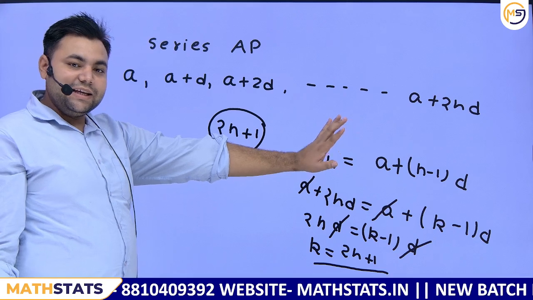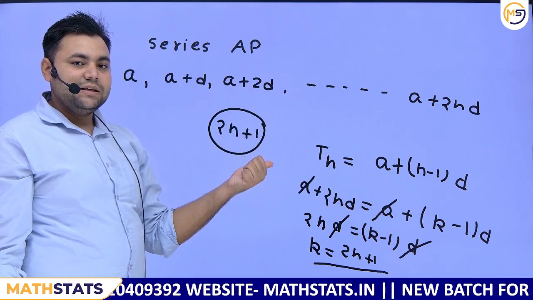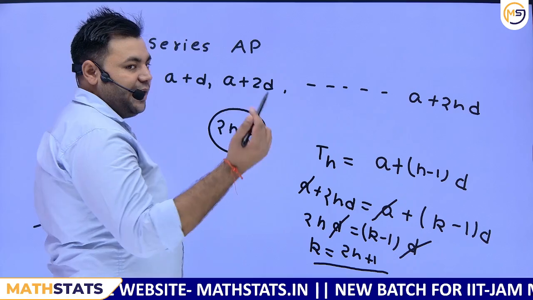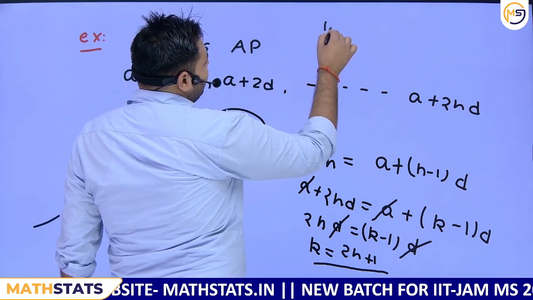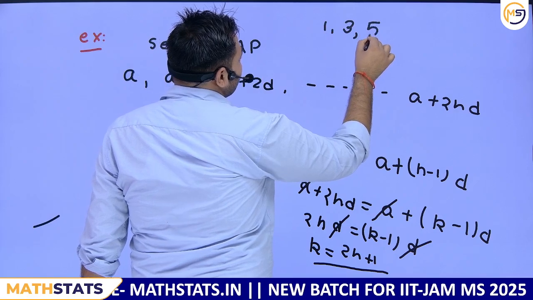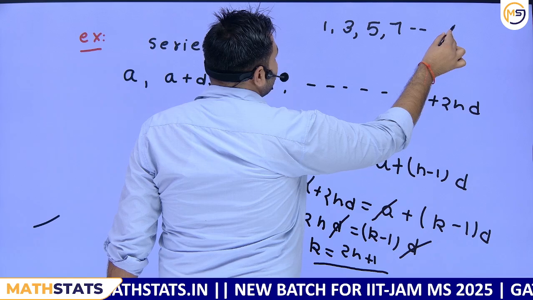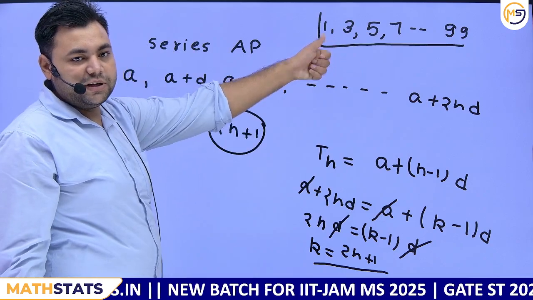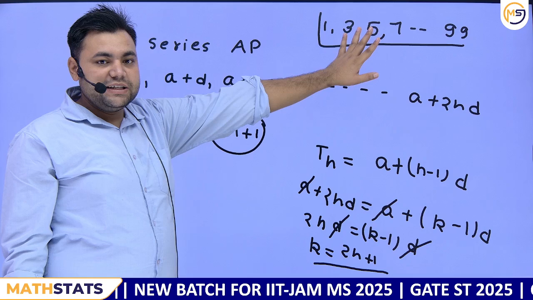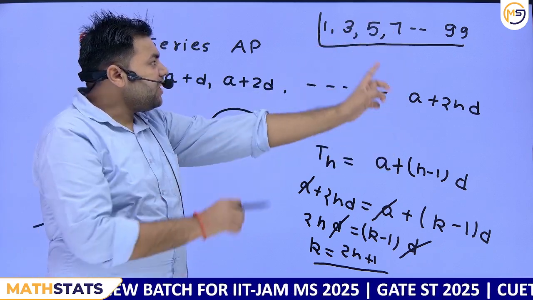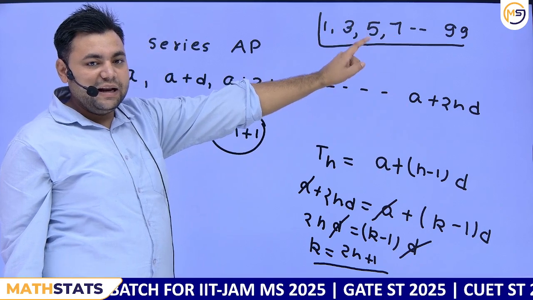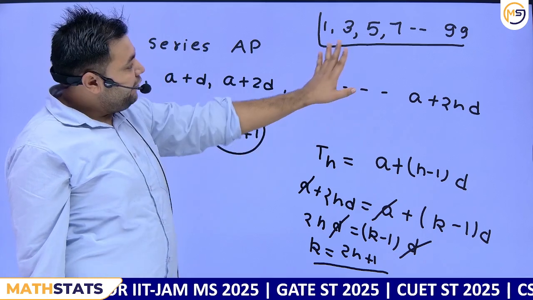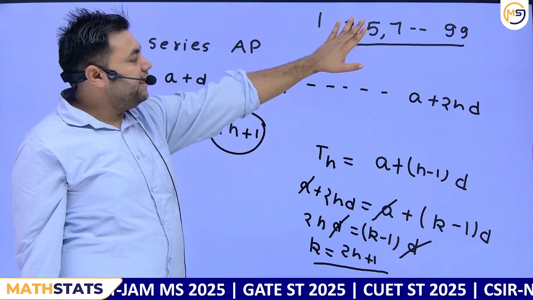One question was asked in GATE on the basis of this. Actually, in the GATE exam, a question is asked in this scenario. Suppose we have the series 1, 3, 5, 7, up to 99, and this follows a discrete uniform distribution. Then the examiner asks, what is the expectation of X given X is not a multiple of 15? If you have good knowledge of series, you can find the answer to this question.